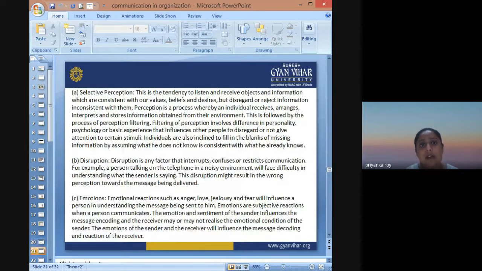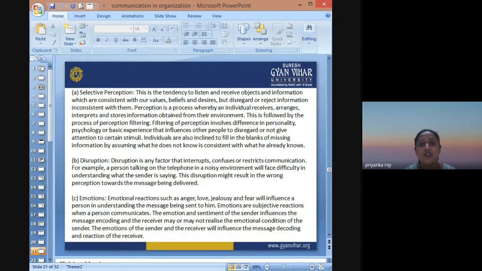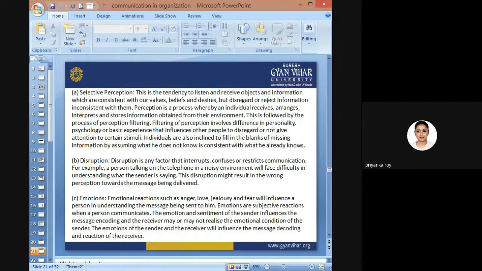Selective perception is the tendency to listen to and receive information which is consistent with our values, beliefs, and desires, but to reject information which is inconsistent with them. Perception is a process whereby an individual receives, arranges, interprets, and sorts information obtained from their environment. Filtering of perception involves differences in personality, psychology, or basic experience that influence people to give or not give attention to certain stimuli. Individuals are also inclined to fill in the blanks of missing information by assuming that what they do not know is consistent with the already known information.